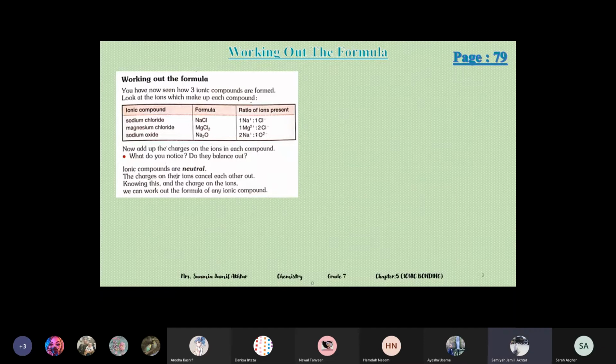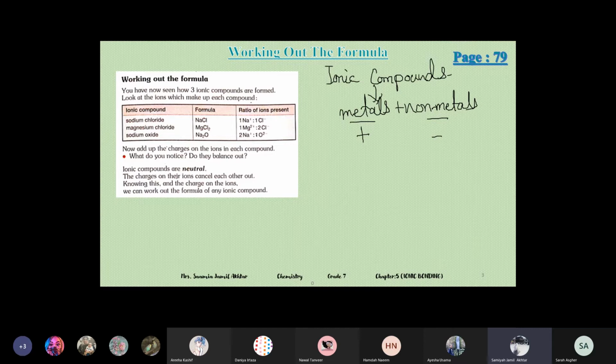Page 79, working out the formula. We are studying ionic compounds, and ionic compounds are made from metals and non-metals. Metals always get a positive charge and non-metals get a negative charge. Now we will combine these two to make the formula of an ionic compound.